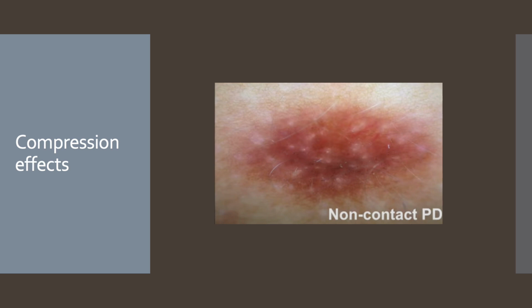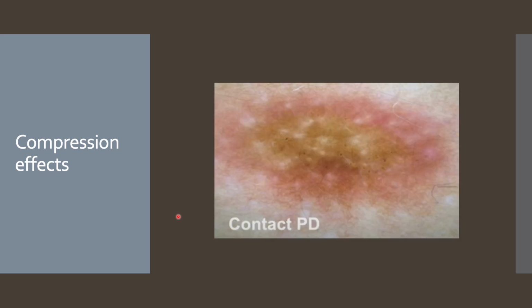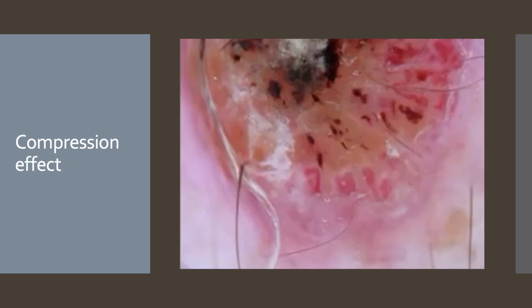The ability to visualize the vascular structures is dependent upon the amount of pressure applied to the skin. This is the non-contact polarized dermoscopy, and you can see the vascular flush here. But with the same polarized dermoscopy in contact mode, with this pressure, the area in the center is all blanched. So the vascular structures are more prominent if you apply less pressure on the skin. This video will clarify this concept of compression effect more.